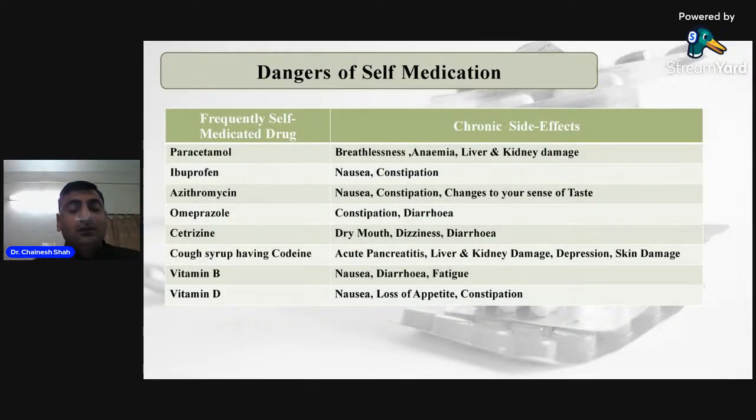I will not take much more time. I will give you some pharmacological effects also. After taking the one thing, the paracetamol case I have discussed, what are the side effects? Breathlessness, anemia, liver and kidney damage.